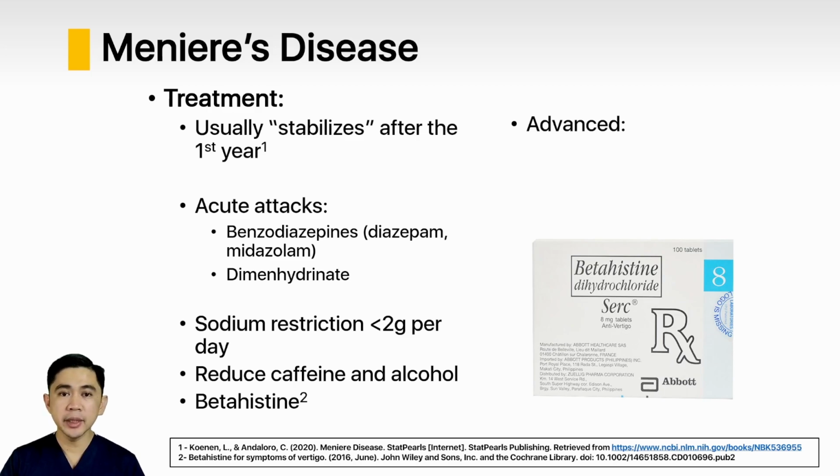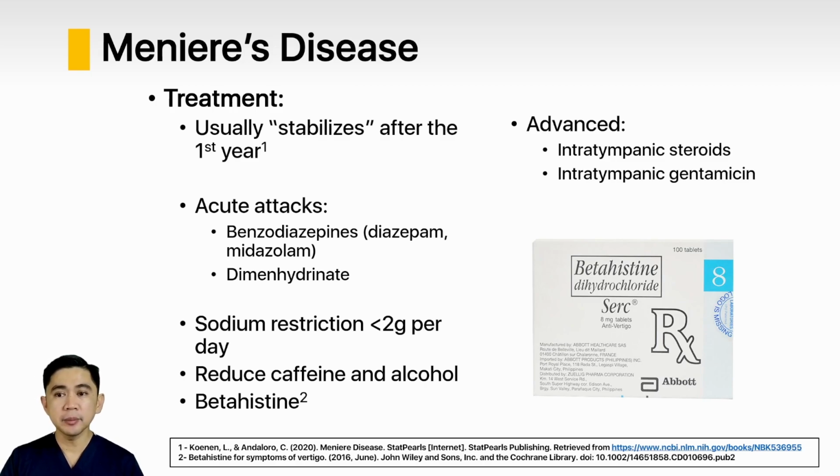And for advanced Meniere's disease, we can give intratympanic steroids. It is injection of steroids directly into the eardrum, as well as intratympanic gentamicin. Especially for really advanced cases, we actually put the ototoxic medicine gentamicin to the ear so that the ear will not be active anymore and will not produce symptoms. And surgery is also an option.